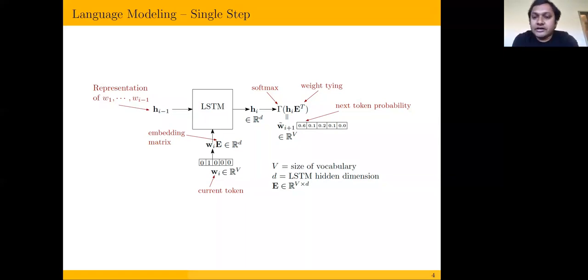So in general, this second matrix that multiplies with HI could be any matrix, but it has been shown that by essentially keeping it identical with the embedding matrix, we get better performance than using an entirely new matrix. So that's called weight tying. Okay, so this is how basically an LSTM language model would work. At every step, we get a new token, WI. It produces a probability distribution over the next token, which is represented by WI plus 1 tilde. And then at training time, we know the actual WI plus 1, so we can compute a loss term, which computes the cross entropy between WI plus 1 and WI plus 1 tilde.